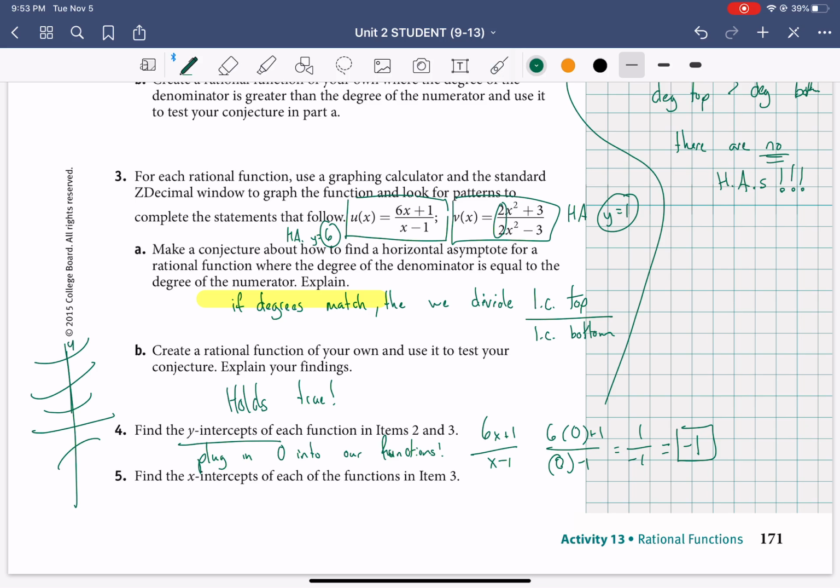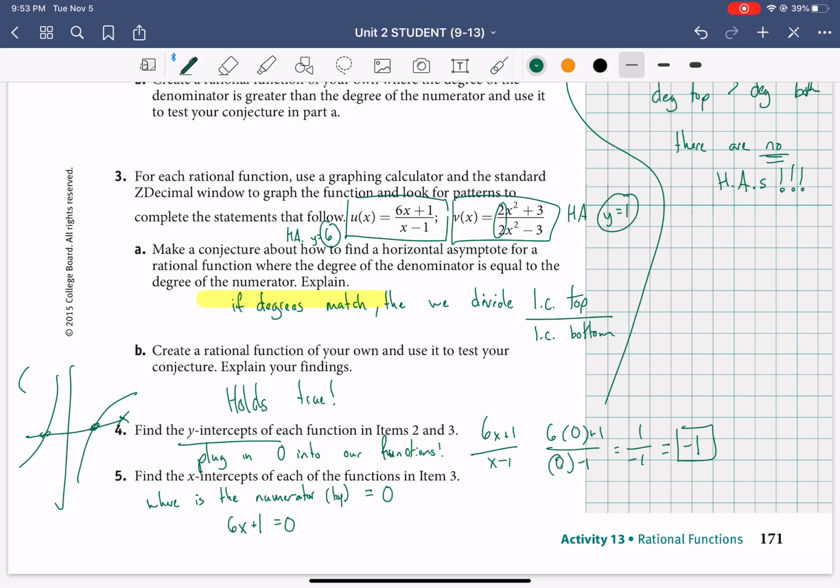The x-intercepts is more difficult, right? Our x-intercepts is where our curves cross the x-axis, and that's when our numerator is 0. So we need to figure out where the numerator is equal to 0. So we actually need to just take the numerator. So for example, for function u, we would take 6x plus 1 and set it equal to 0. So we would minus 1, 6x equals negative 1, so x equals negative 1/6. And this is our x-intercept.